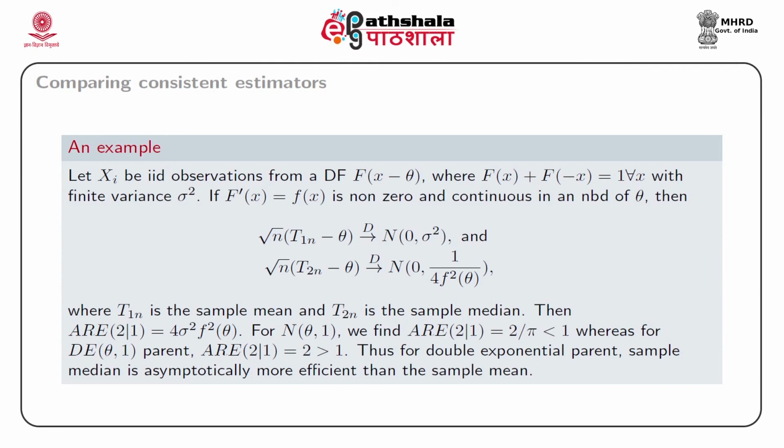Then the asymptotic relative efficiency of the second estimator as compared to the first estimator, that is ARE 2 given 1, is 4 sigma square multiplied by f square theta. Now for a normal theta 1 variable, we find that this ARE comes out as 2 by pi, which is less than 1, whereas for a double exponential theta 1 parent we get this ARE equals 2, which is more than 1. Thus we find that for double exponential parent, sample median is asymptotically more efficient than the sample mean.